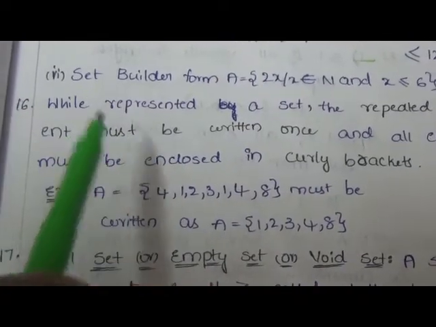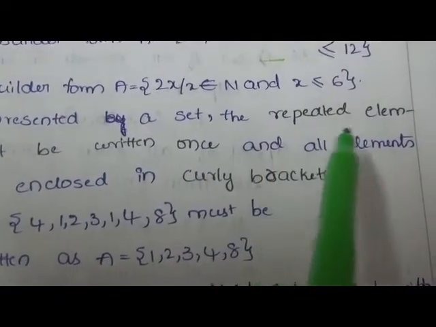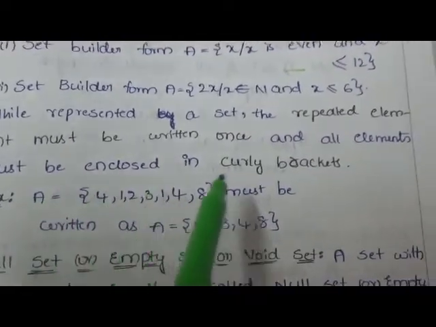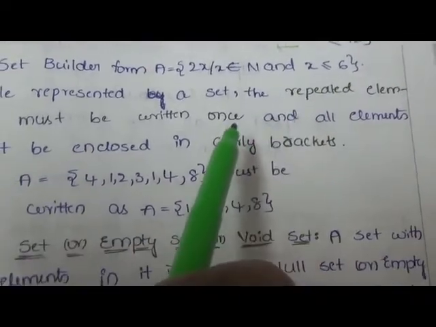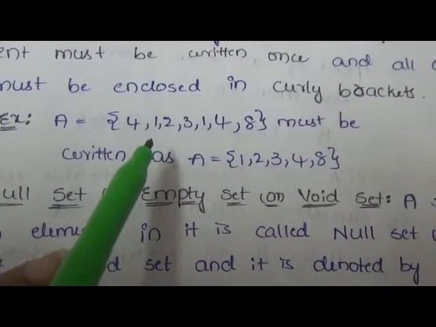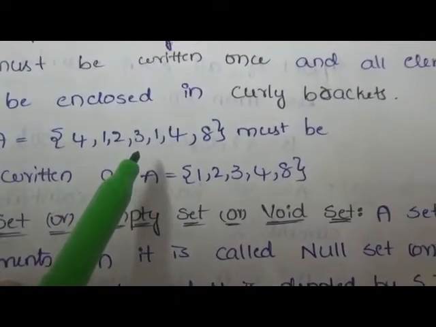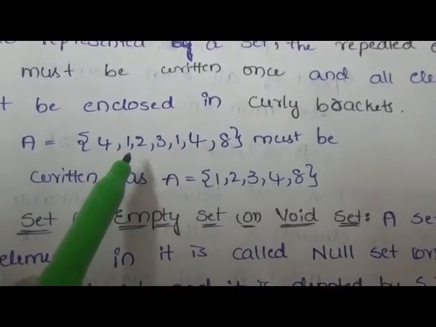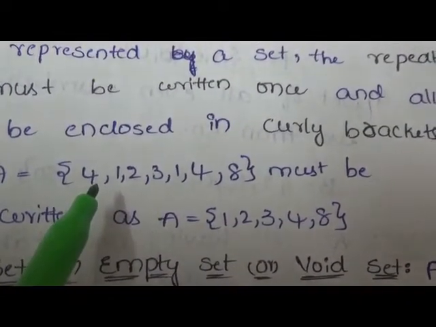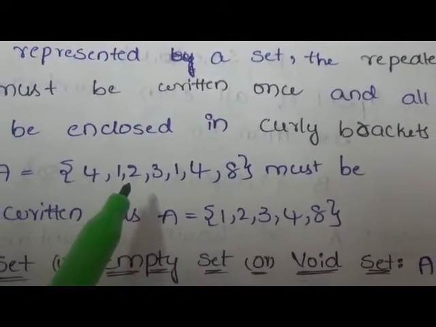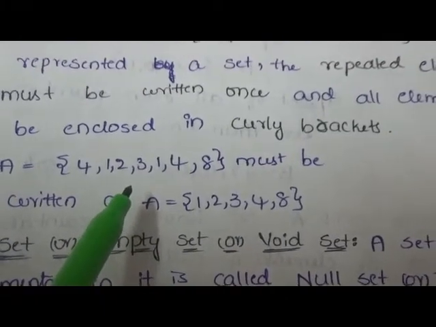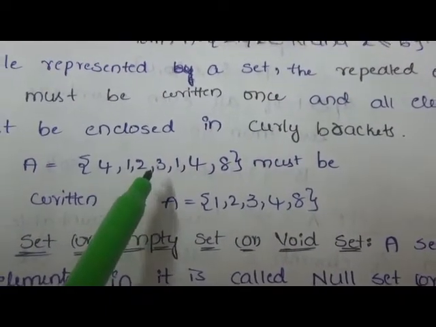Now, while representing a set, the repeated elements must be written once. All the elements must be enclosed in curly brackets, and a repeated element should be written only once. For example, A is equal to {4, 1, 2, 3, 1, 4, 8}. In this set, the repeated elements are 4 and 1. So 4 has to be written in the set only once, and 1 also only once. That is written as A is equal to {1, 2, 3, 4, 8}. The repeated elements should be mentioned only once in a set.